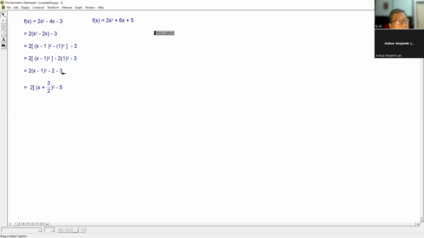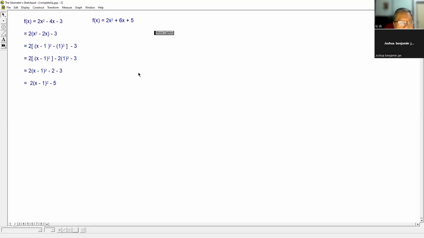So the square bracket already removed. So these two terms, I can add them together. Negative 2 minus 3 is negative 5. Then this term here, the 2 cannot go inside the bracket. The 2, you have to leave it inside. Okay, so it will be like this. So this is how we complete the square.